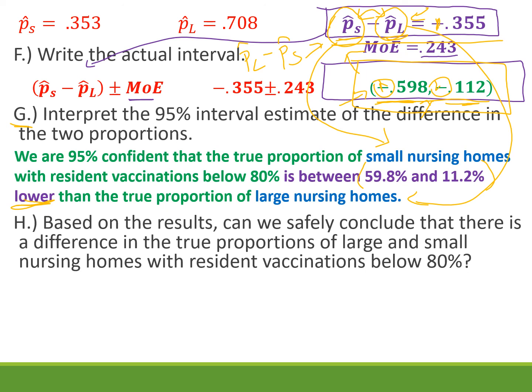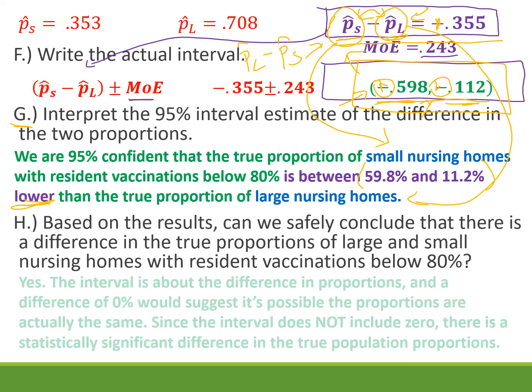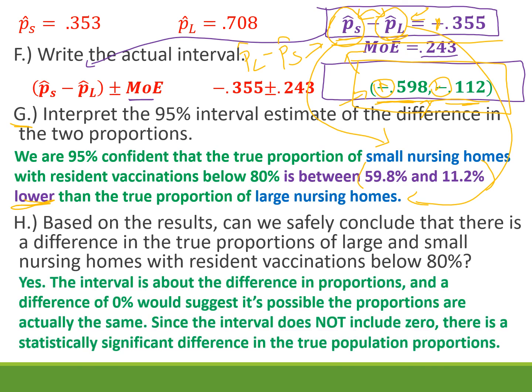Part H, based on that interval, can we conclude that there's a difference in the true proportions? We can, and the reason we can is because 0 is not in this interval. Okay, keep in mind that anytime we do a two-sample test, it's going to be about the difference between them. If there's a 0 in there, it's saying it's possible that there is no difference. It's possible that the difference is 0%. So in other words, they're actually the same. 0 is not in this interval. All these values are below 0. So our answer is yes.